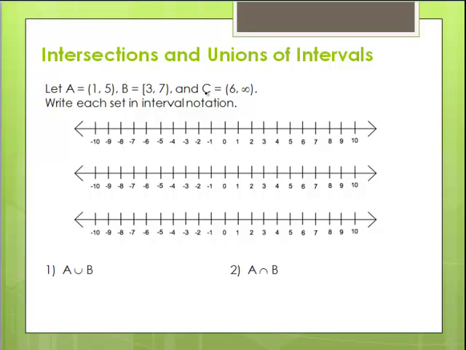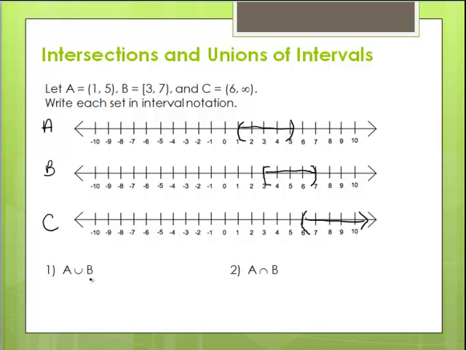Let's graph all of these sets on these three number lines. So we'll have set A, set B, and set C. 1 to 5, not including either point, would look something like that. And then we have 3 to 7. We include the 3, but we do not include the 7, so it looks like that. And then we have 6 to infinity, not including the 6. So now we have those three sets graphed. So let's see what union and intersection means.